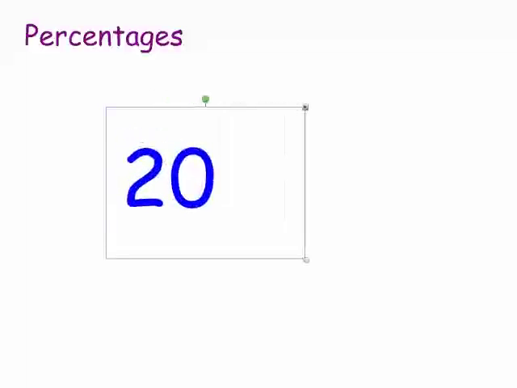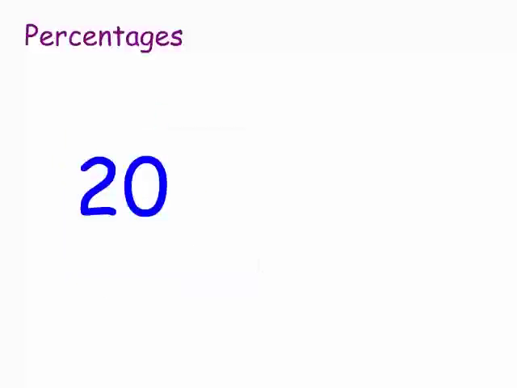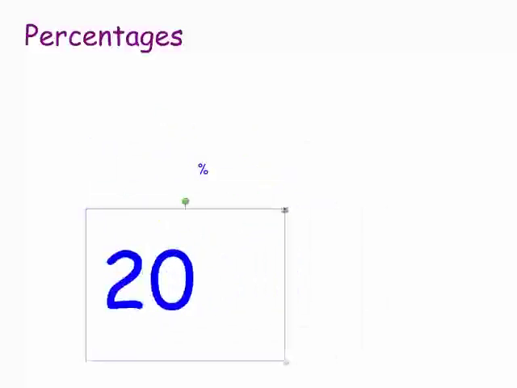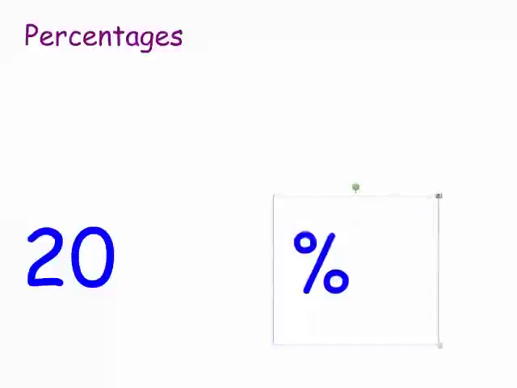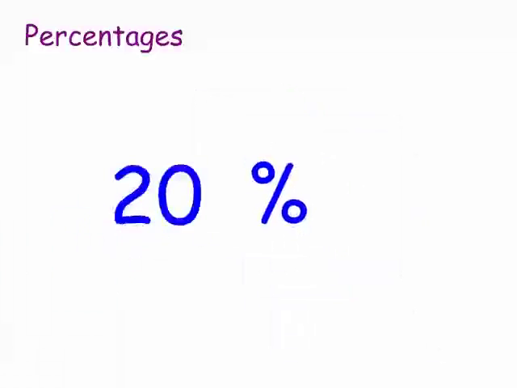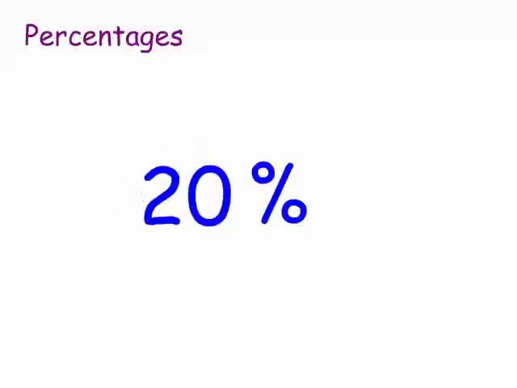Okay, here we have a number, 20. As it stands, obviously it's a number. It's not a percentage until it has its wonderful little percentage sign attached to it. Here is the thing which makes a percentage. The symbol means per 100.